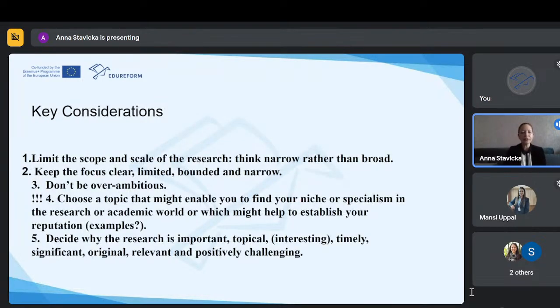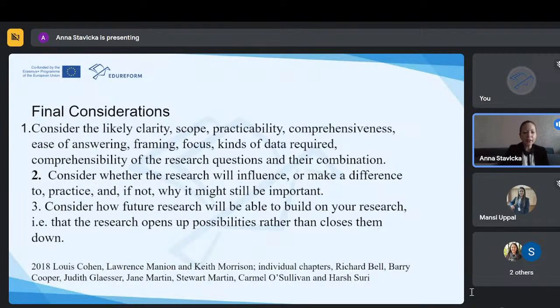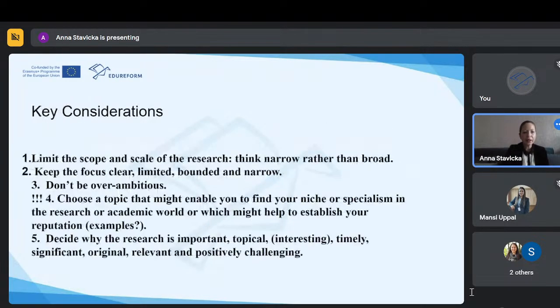So, key considerations. I have summarized key considerations, and here in the final slide you see the reference, but I will go back. I have adjusted that framework for us to look through what is important, what is crucial to keep in mind when we are working on our research paper. So limit the scope and scale of the research. Think narrow rather than broad. I totally agree with this.